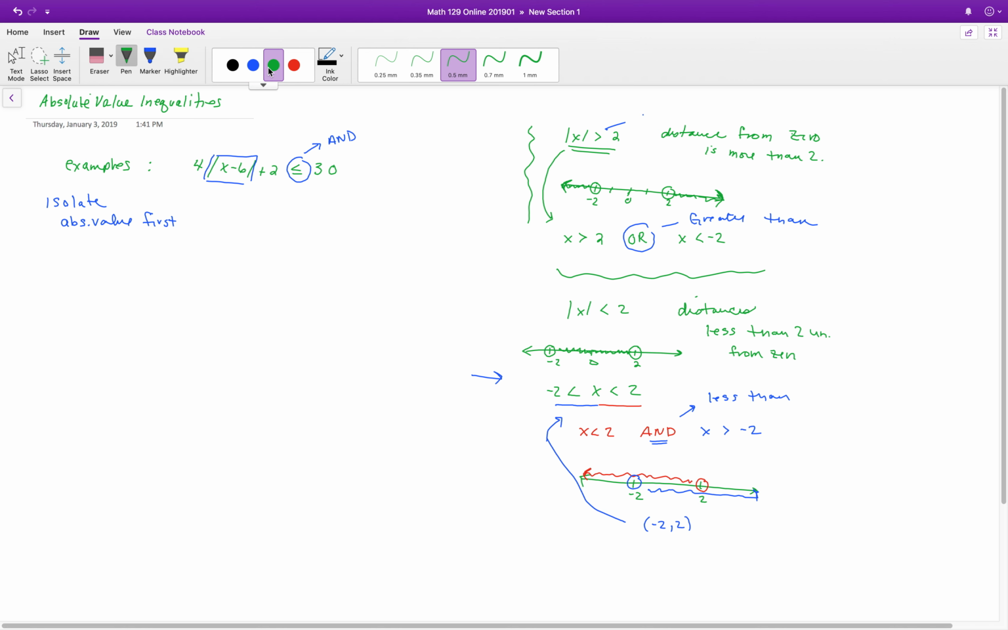So to do that, I'm going to take the negative 2 to the other side and divide both sides by 4. So this is 4 times the absolute value of x minus 6 is less than or equal to 30 minus 2, which is 28. Divide both sides by 4. Absolute value of x minus 6 is less than or equal to 7. So now I have something similar to what I was explaining over here. It's a less than statement, so I'm really going to follow what we discussed down here.